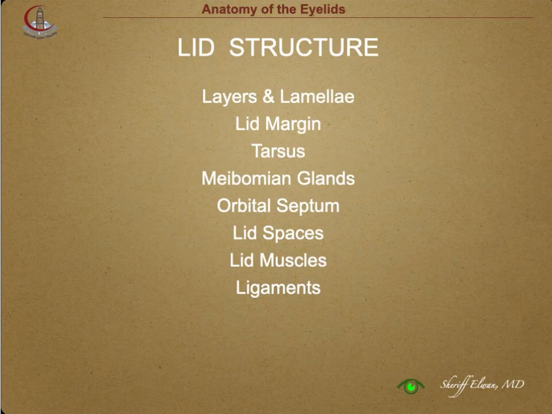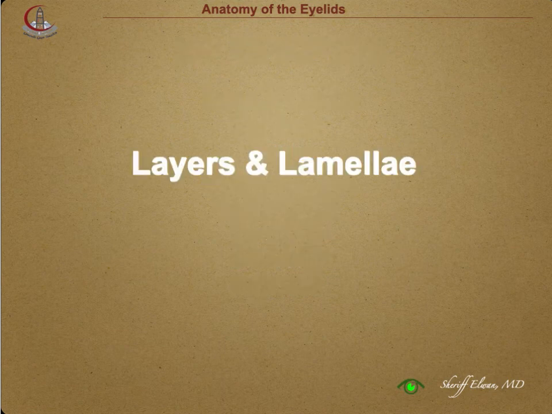Now, from the exterior, we go to the structure of the eyelids, and on describing the structure of the eyelids, the following titles are going to be fulfilled. The first is the layers and lamellae of the eyelids, including the lid margin, description of the tarsus and meibomian glands, and then we shall describe the orbital septum, the lid spaces, the lid muscles, and finally the ligaments.